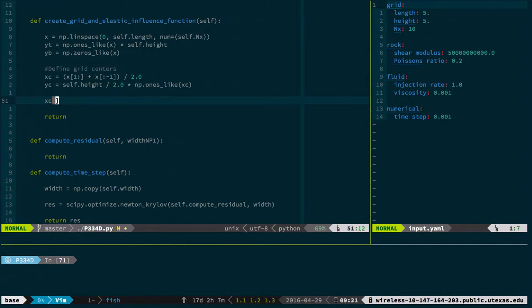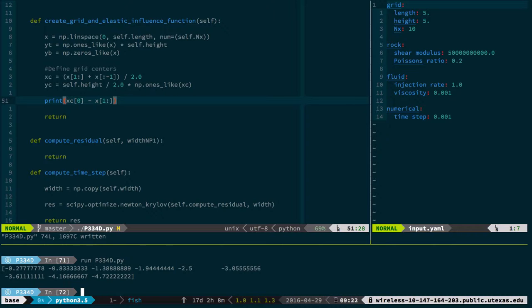I'm going to say that I is equal to 0. It's the first grid block's center cell. So XC 0 minus 1 to the n. Now let's just look at what happens. So I just printed that.